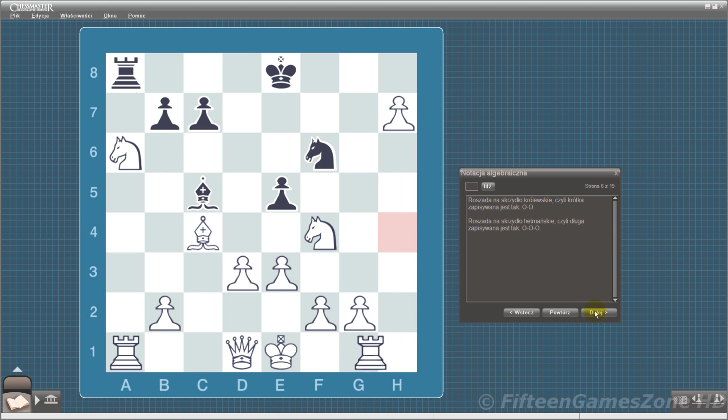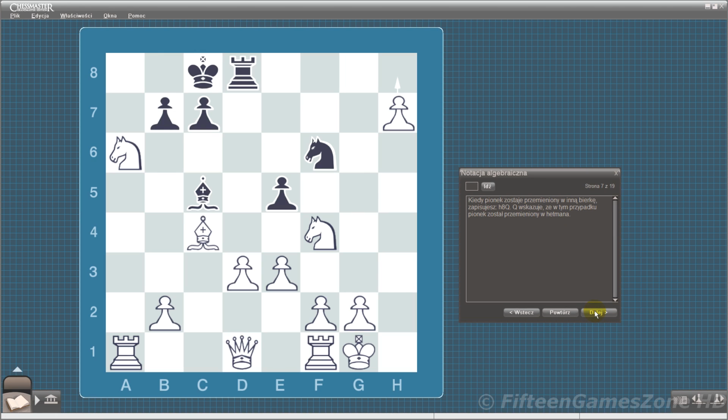Castling kingside is written O-O. Castling queenside is written O-O-O. When a pawn promotes to another piece, you write H8, capital Q. The Q indicates that, in this case, the pawn is promoting to a queen.